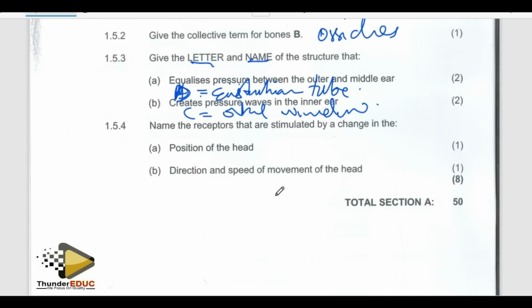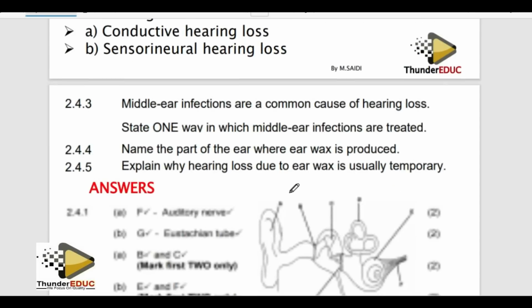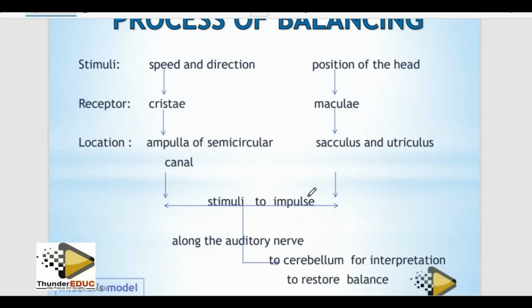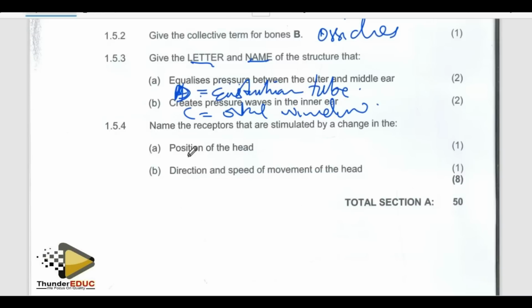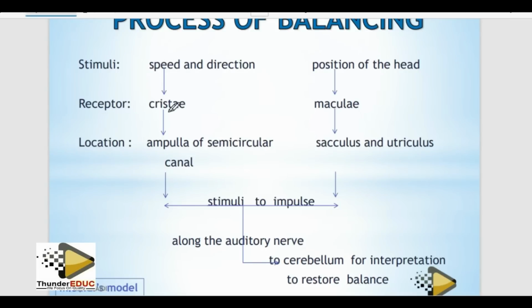Name the receptor that is stimulated by the change in the position of the head. If you use the distinction material, what you call the model of balance: change in position of the head, maculae. Change in speed and direction, cristae. Name the receptor stimulated by the change in position of the head: maculae. Direction and speed of movement of the head: cristae. And position of the head: maculae. Done.